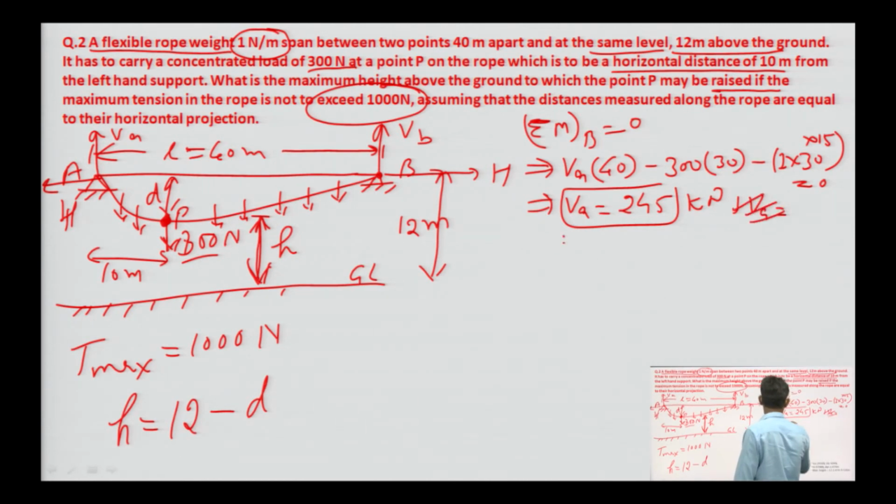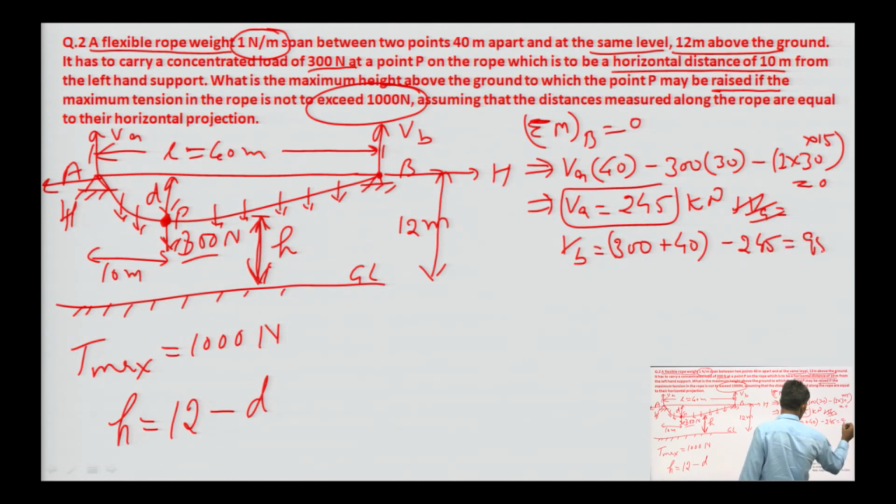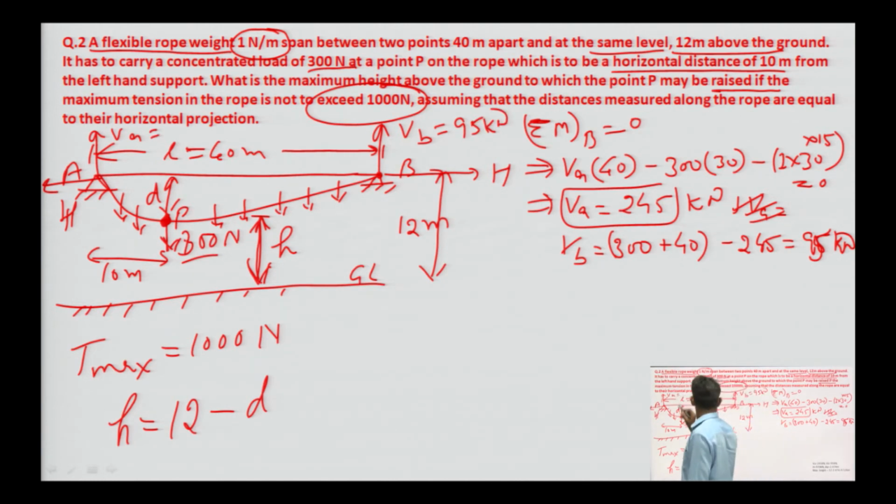Okay. So, the value of VB can be calculated by total load 300 plus 40 minus 245, which equals 95 kilo Newton. Okay, so the value of VB is 95 kilo Newton, and the value of VA is 245 kilo Newton. Okay.